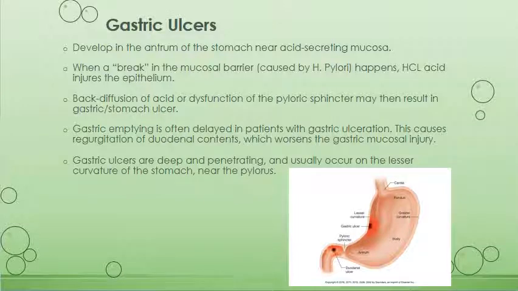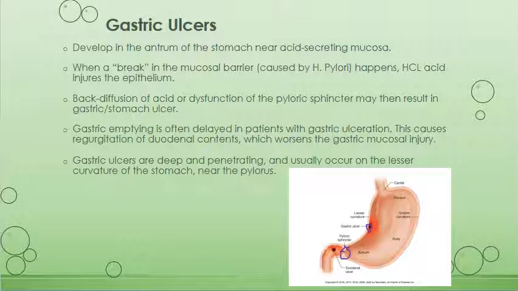Gastric ulcers develop in the antrum of the stomach near the acid-secreting mucosa. When there is a break in the mucosal barrier, this break would be caused by that bacteria, hydrochloric acid injures the epithelium. Back diffusion of acid or dysfunction of this pyloric sphincter here may then result in a gastric or stomach ulcer. Just not able to empty out, it hangs out here. There's a bacterial portal of entry, and then you get the ulcer.